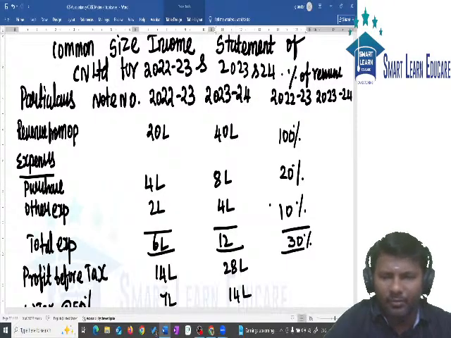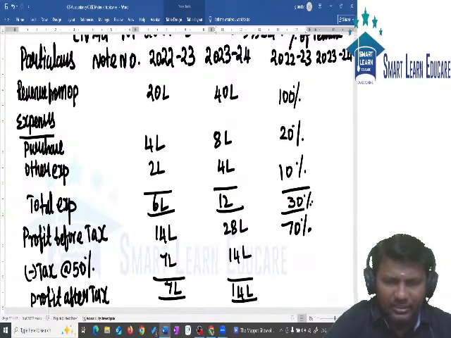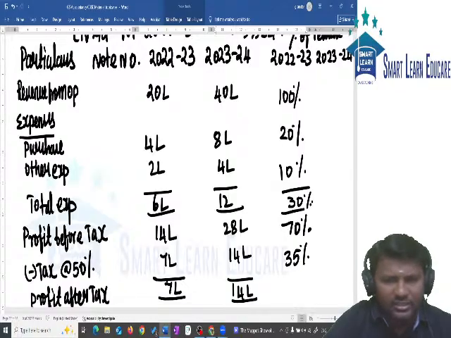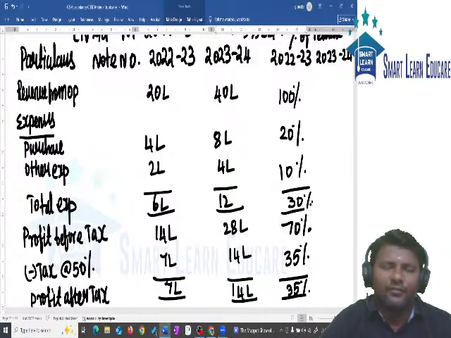What is your profit before tax? 70 percentage, 14 lakh. 100 minus 30 will give you 70 percentage. 7 lakh is the 50 percentage tax. 7 lakh divided by 20 will give you 35 percentage. 70 minus 35 will give you 35 percentage. That's all. This is for first year.